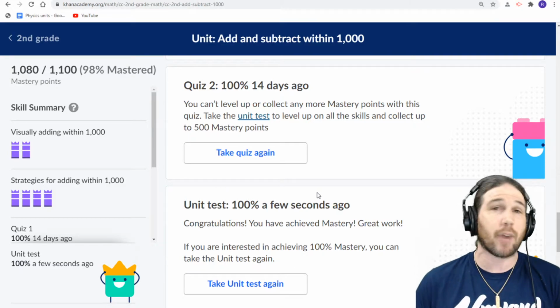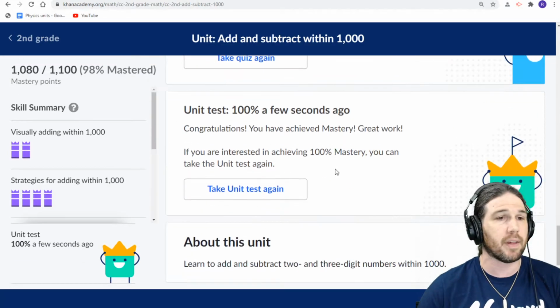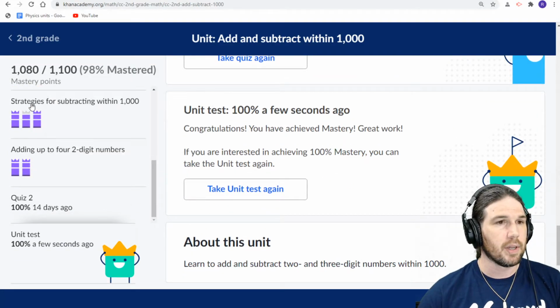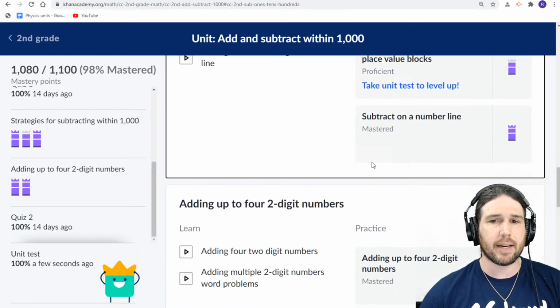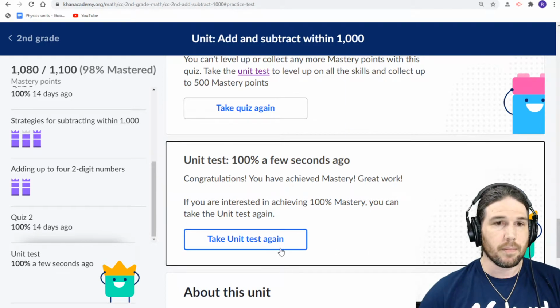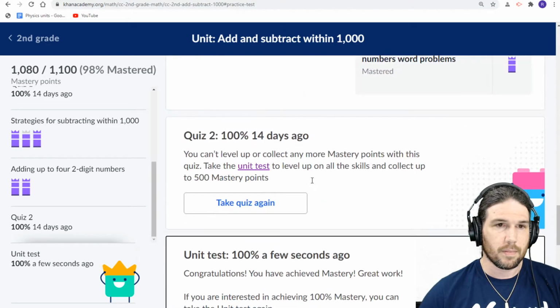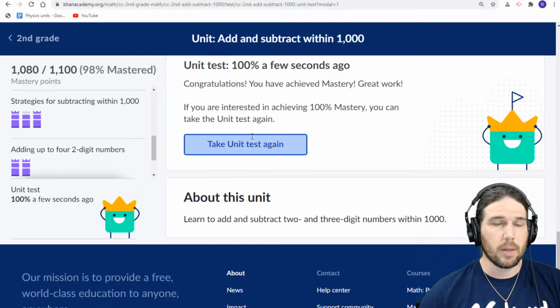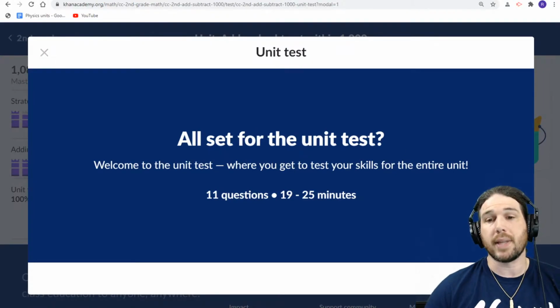Just like any game, right? Getting those last few percents can be the worst part. So let's see if I can get that back. I have to go back to the unit test. Yeah. So the only way to get those last points is to get the unit test.